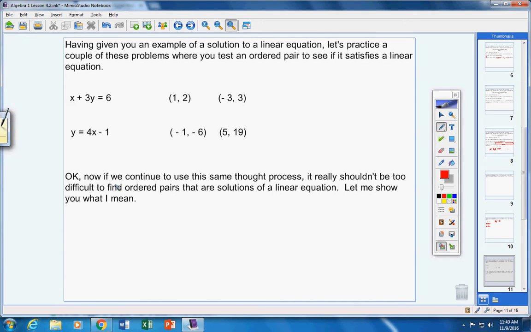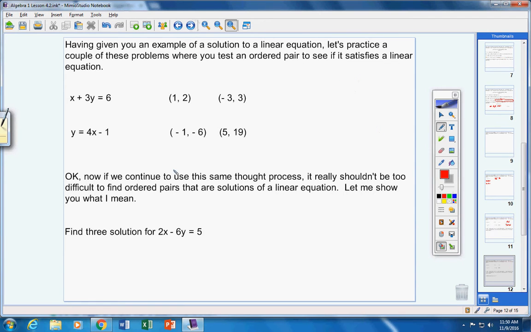Now listen. If we continue to use this same thought process where an ordered pair has to satisfy the linear equation, to be honest with you, it really shouldn't be too difficult to find ordered pairs that are solutions of a linear equation. In other words, up here, yes or no, did you find these ordered pairs? No, not at all. I gave them to you. Now, yes, you tested them, but you did not find them on your own. So let's take this thought process a step further.